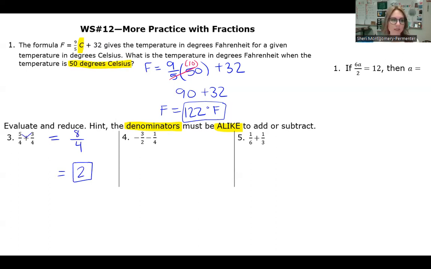The next question, do I have like denominators? No. So I have a 4 and I have a 2. I can turn the 2 into 4. What would I have to multiply by? 2. Well, I have to multiply the top and the bottom. So on the top, I get 2 times 3, which is 6, and I can't forget I have a negative sign. And then 2 times 2 is 4.